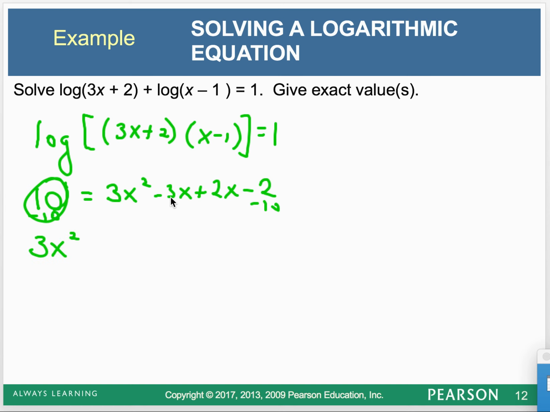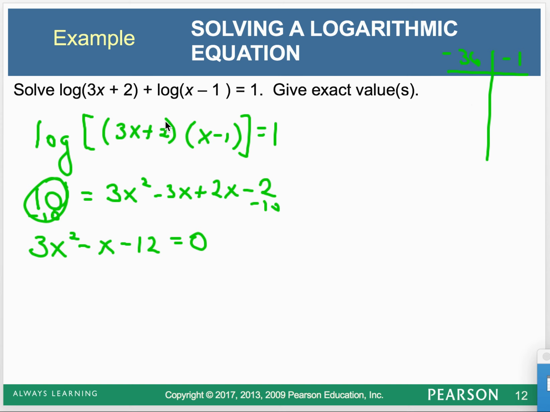3x squared minus x minus 12 equals 0. This time I need two numbers that multiply to give negative 36 and add to give negative 1. Okay, not going to happen. So first thing I'm going to do is check my math.